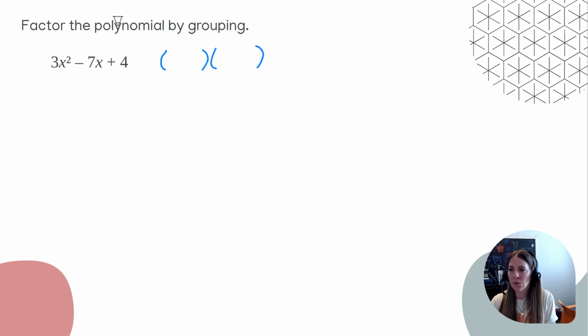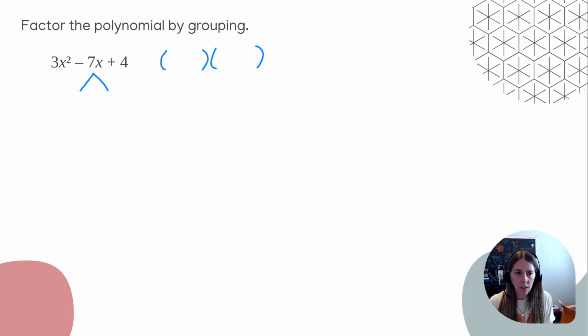And so when it says to factor by grouping, that means we want to take this three-term polynomial and turn it into a four-termed polynomial. And we're going to do that by breaking up these -7x's in some strategic way, right?